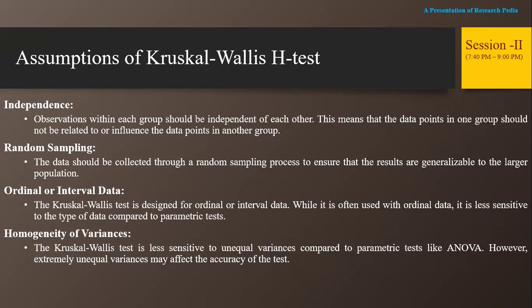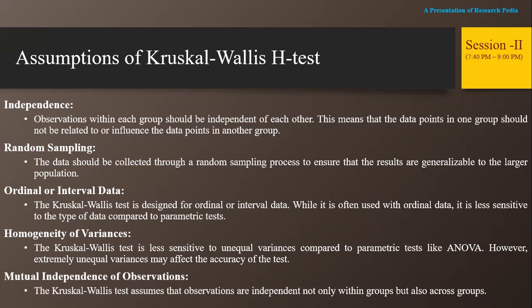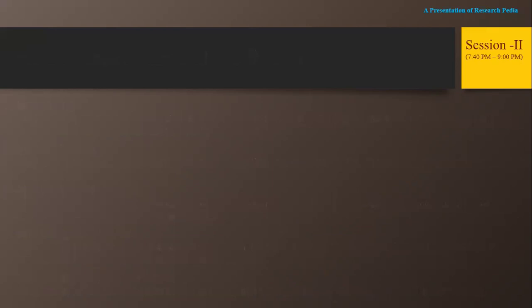The Kruskal-Wallis test is less sensitive to unequal variances compared to parametric tests. In case of parametric tests, the ANOVA is more sensitive towards equality of variances. But in case of Kruskal-Wallis, there is no issue. There is no sensitivity to unequal variances. So you don't need to be worried about equality of variances if you are using Kruskal-Wallis test. Mutual independence of observations: the Kruskal-Wallis test assumes that observations are independent not only within groups but also across groups. So here comes example number 6.